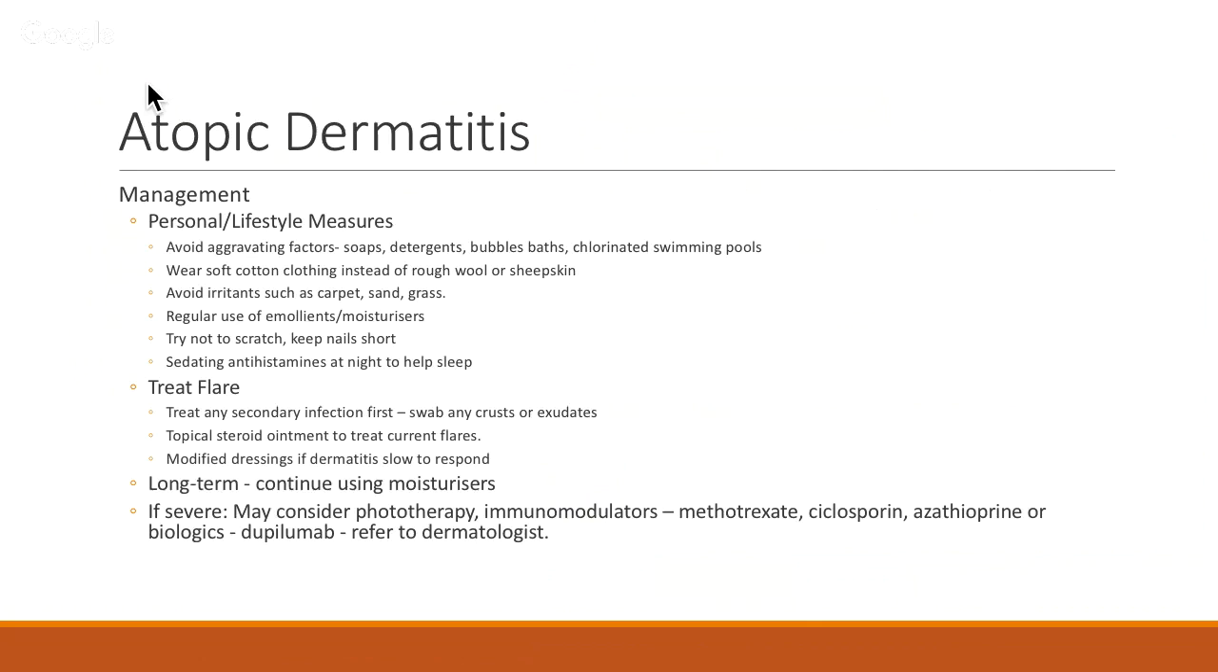And once you've treated the flare, long term, you want to continue the moisturizers. You would use emollients during that flare period as well, but it's really important long term to keep using the moisturizers. Some people say that you can also use a topical immunomodulator, like pimecrolimus, to continue to suppress the flare. And in that way, you're also using a steroid-sparing technique.